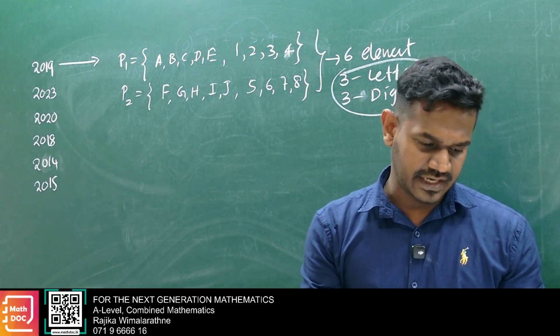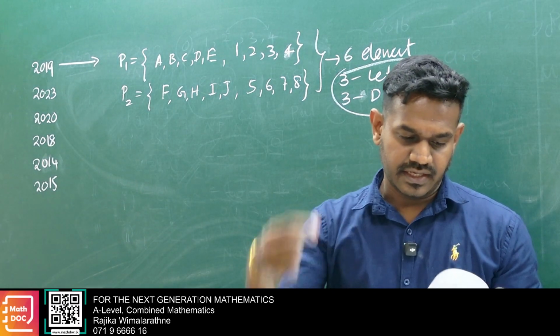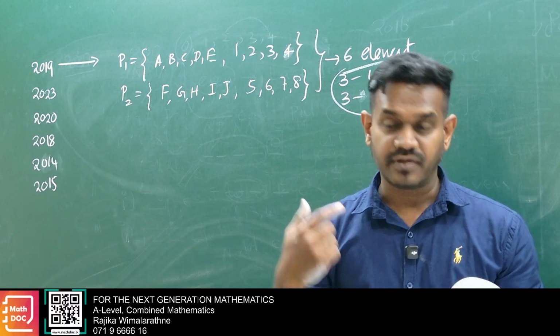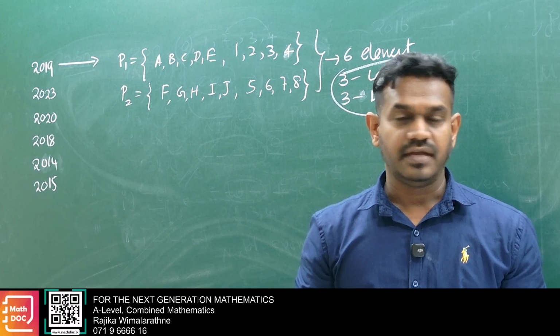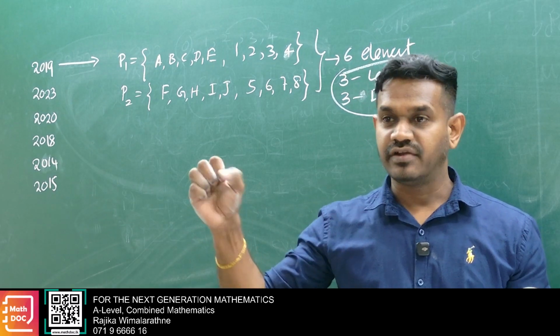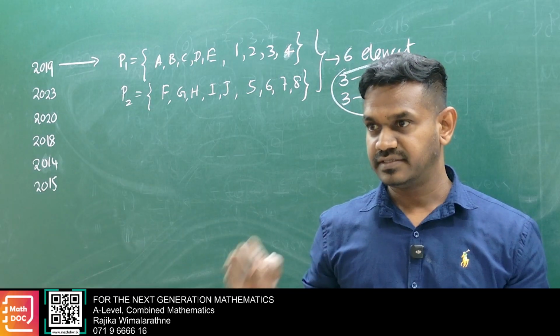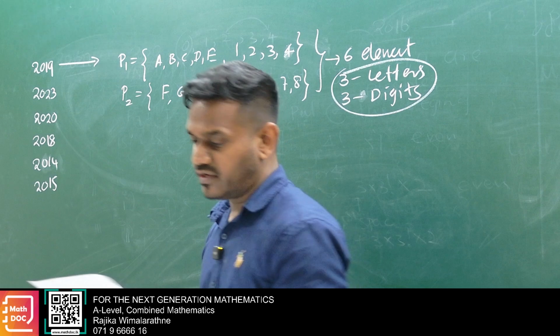In each of the following cases, find the number of different passwords that can be formed. 6 elements are chosen only from P1. Then 6 must be selected from P1. Here password means arrangement, no? Line arrangement. So you have to select, and thereafter arrange. All 6 elements are chosen only from P1.